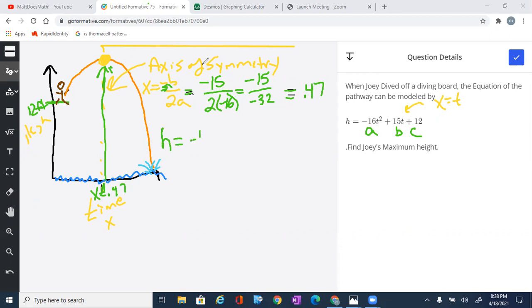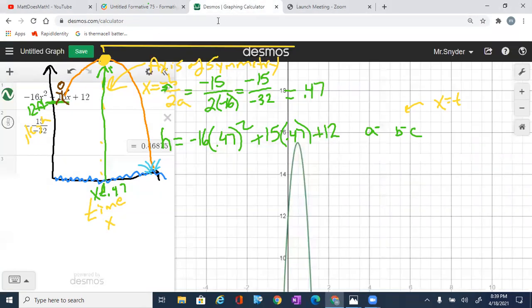So we say h equals negative 16 times 0.47 squared. Notice I put that right in there, plus 15 times 0.47. Once again, put it right where the variable is. And then I'm going to put plus 12. Now, I go off to Desmos because Desmos is my friend, and I am going to type that in. Negative 16 times 0.47 squared plus 15 times 0.47 plus 12.